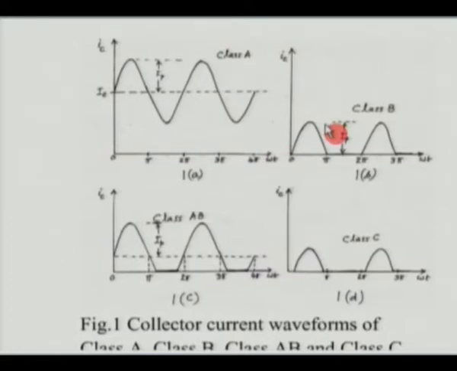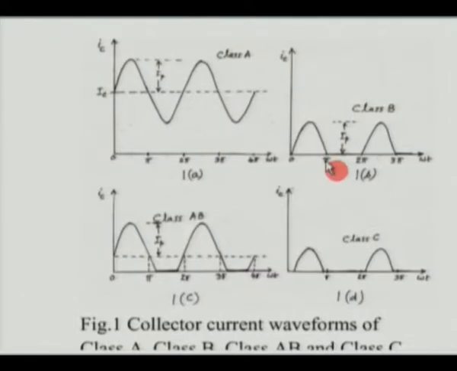When you come to class B, what we see is that in a class B amplifier, we would actually use 2 devices, one device for one half cycle and the other device for the other half cycle. So what we see here is the typical class B classification, where the current would be, in the previous case it was flowing throughout. So if you talk about a conduction angle, here it was 360. In this case the conduction angle is 180 degrees. So that's the classification of a class B.